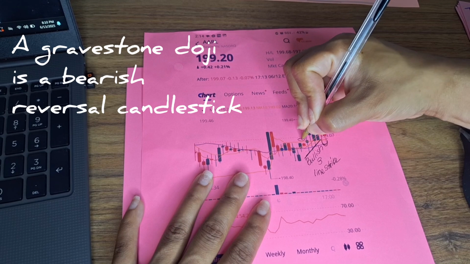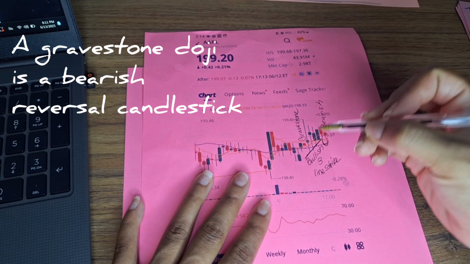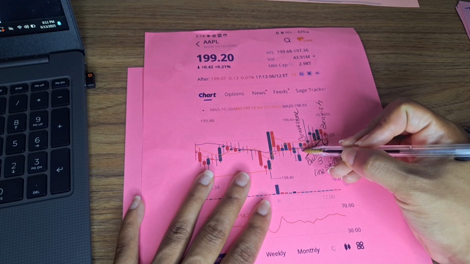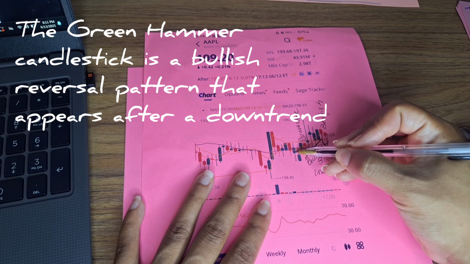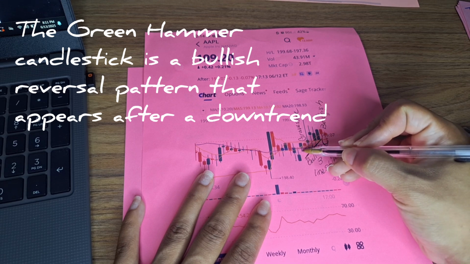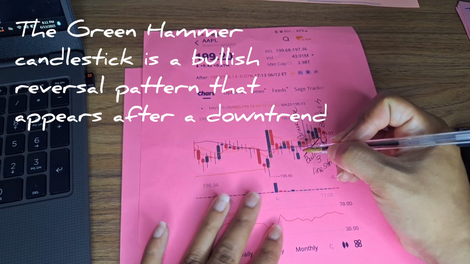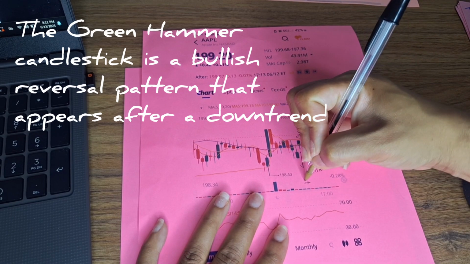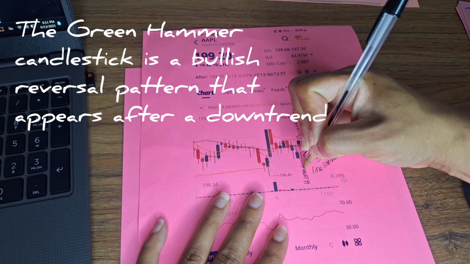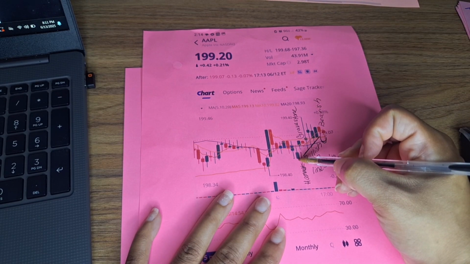Behind the bullish three-line strike, we have a gravestone doji, and it's red, so it's a bearish reversal candlestick, so that means price did drop again. Then there is the green hammer candlestick. It is the bullish reversal pattern that appears after a downtrend. So anytime you see a hammer, it also indicates that the color of the candles is about to change. So if you see a hammer green, then the next one will be red. If you see a hammer red, then the next candle will be green.